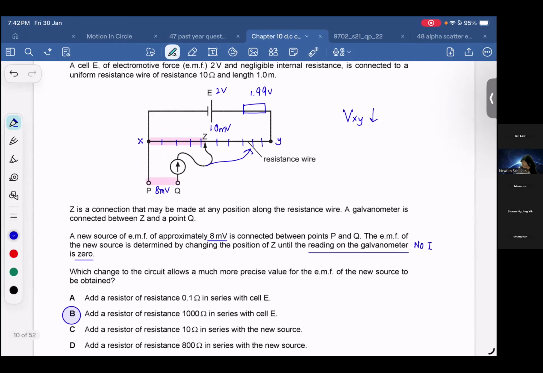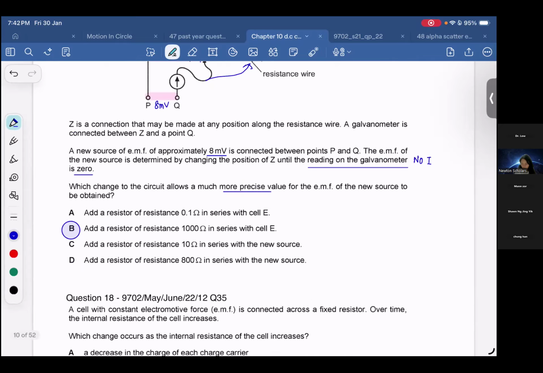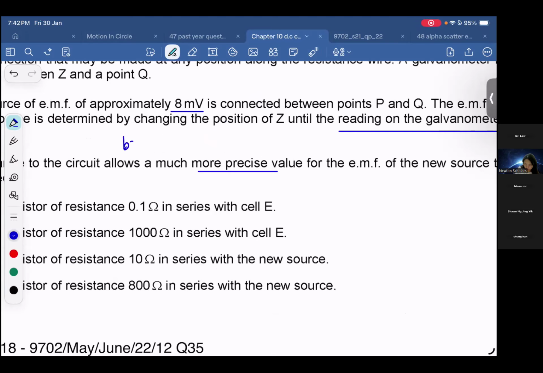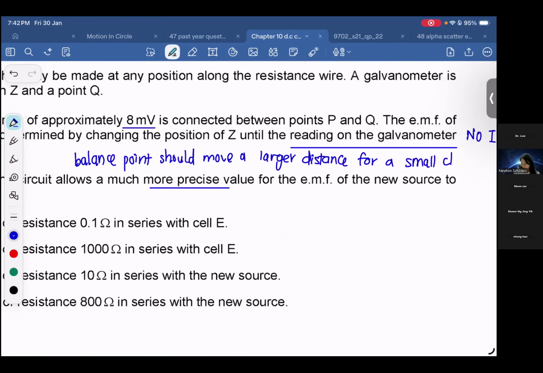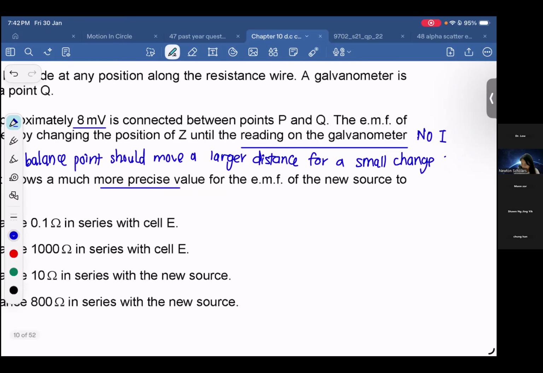Okay, this one more precise. Maybe you can take some note. We need to make the balance point able to move a larger distance for a small change in EMF. How we say precise is, even a very small change in EMF, we still can move it. We can see the difference. We can move the slider with a distance. We can observe it.